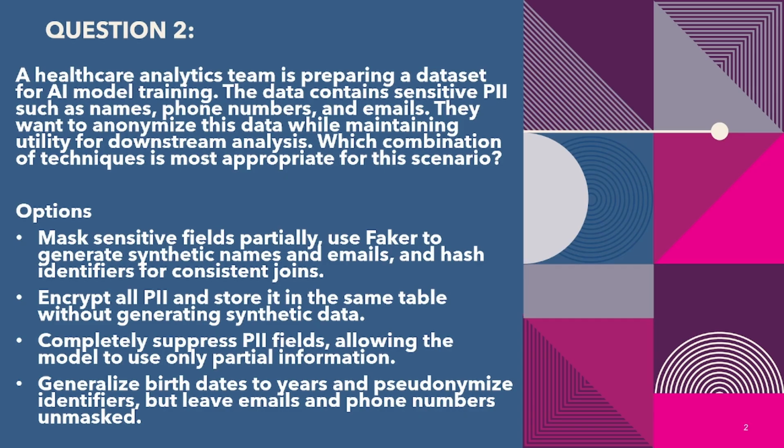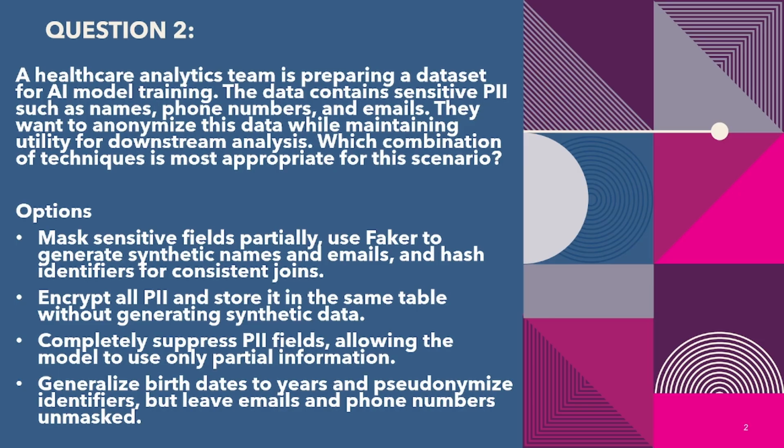Option 3, suppress all PII fields entirely without masking or synthetic data generation, allowing the AI models to run only on partial information. And option 4, use generalization to replace all birth dates with birth years and pseudonymization for identifiers, but leave emails and phone numbers in plain text for model convenience.